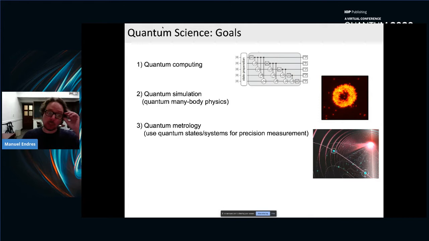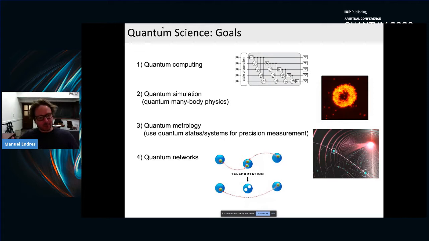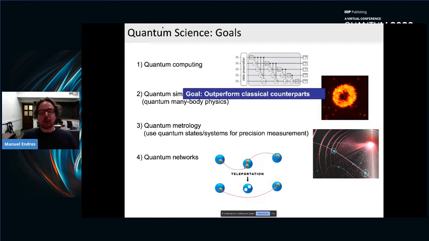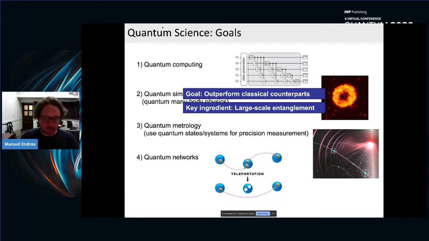And eventually we really want to hook up all these systems in a quantum fashion to make them large and to create interconnects. Now the goal for all of this is in a sense to outperform classical counterparts of these systems. And the key ingredient for that is in most cases large-scale entanglement. I think this is really the most challenging aspect of this research, and I'll illustrate in a second why I think this is the case.